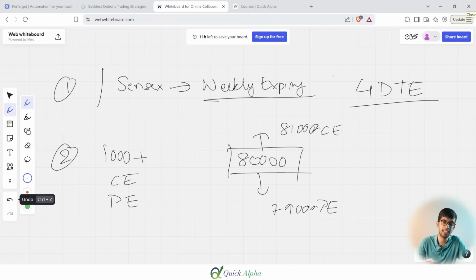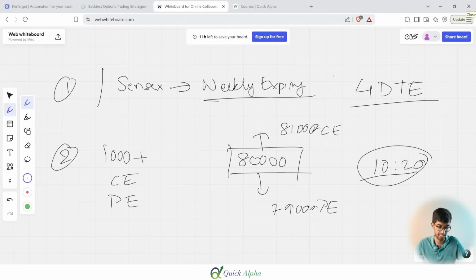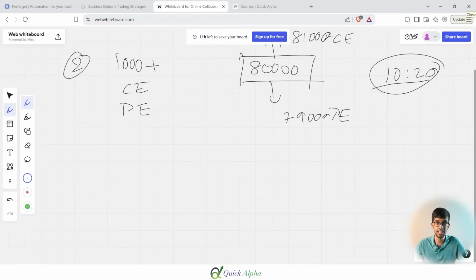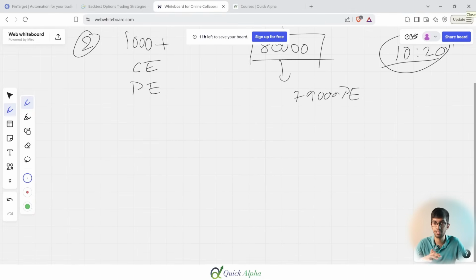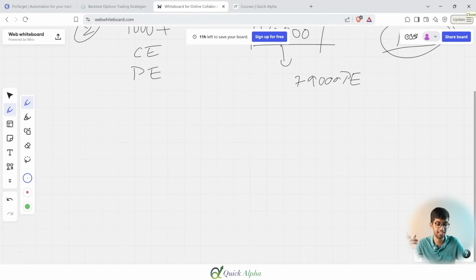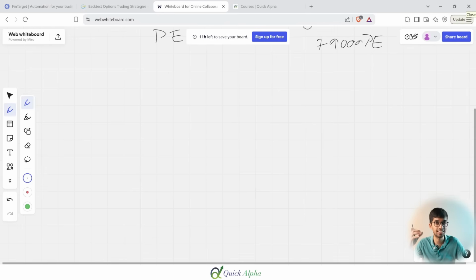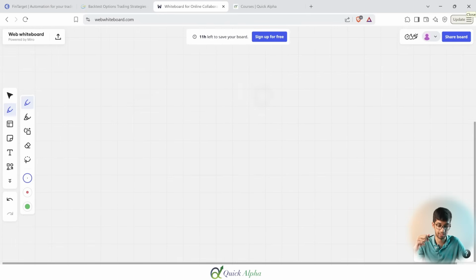Here in this example, let's enter around 10:20. There is nothing specific about this time, you can enter at other times as well. When you're building the system, just use it as a framework, you don't have to use the exact parameters. I also want you to understand the risk associated with each one of them.